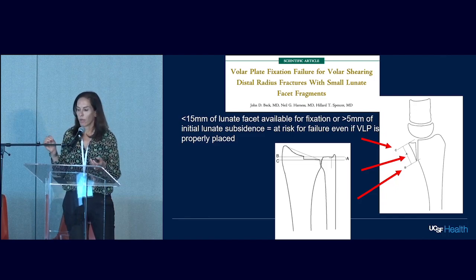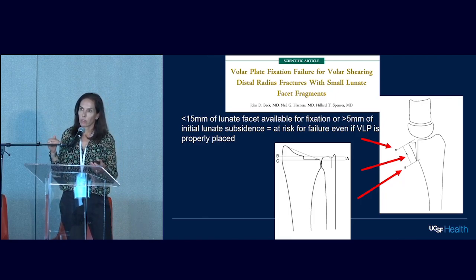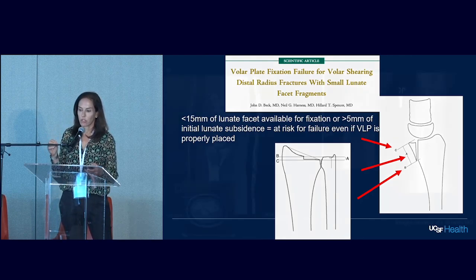Another study looked at that isolated volar lip. This was a study out of Kaiser, retrospectively reviewing patient outcomes. What they showed is that the smaller that volar lip fragment, measured on the right side looking at that sagittal length, and on the AP looking at the substance of the lunate relative to the distal portion of the ulna, if you had a fragment less than 15 millimeters, or more than 5 millimeters of subsidence, it was a risk for failure even if you used a volar locking plate. So these are the pieces where you say, ooh, that's a really small piece. Now I need to think about some other type of fixation, right?